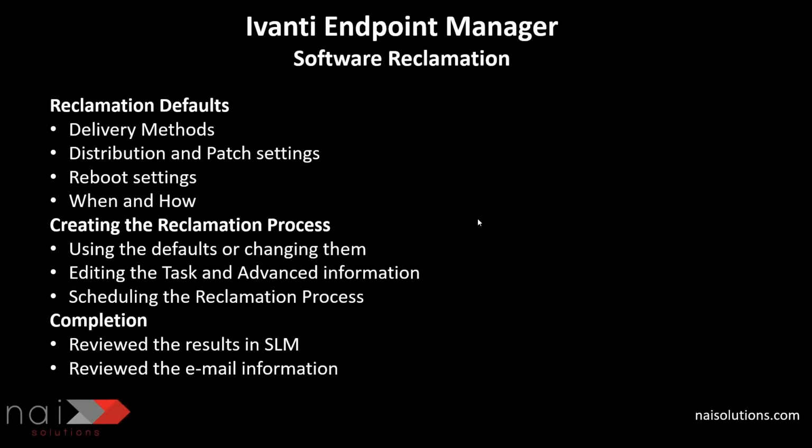So for a little review, we looked at the reclamation defaults, which can be used with any scheduled job that you'd like. We looked at the delivery methods, the distribution of patch settings, the reboot settings. We looked at when and how to go ahead and use the product. We looked at creating your process, scheduling the reclamation process, and we looked at some of the results that you're going to get from the process itself, the results in the software license monitoring section, and the email section. And that's about all there is to the software reclamation process.